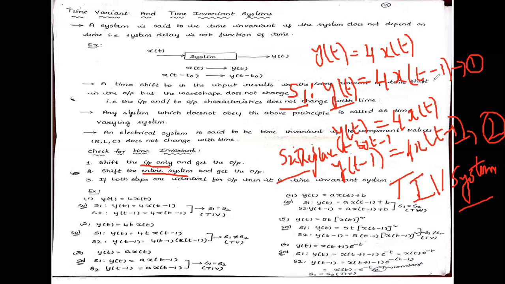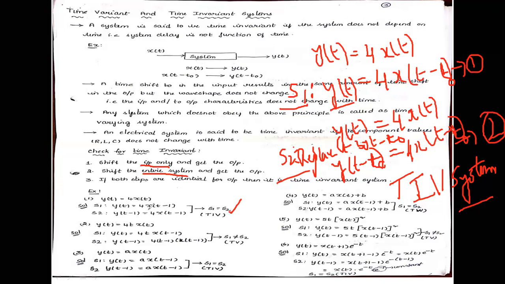Why is it t minus 1 only? You can take any value, t minus t naught. Here it is t minus t naught, and there it is also t minus t naught. That is up to you. You can take 1, 2 and so on. T naught is nothing but a variable. Then that system is a time invariant system, since S1 is equal to S2.